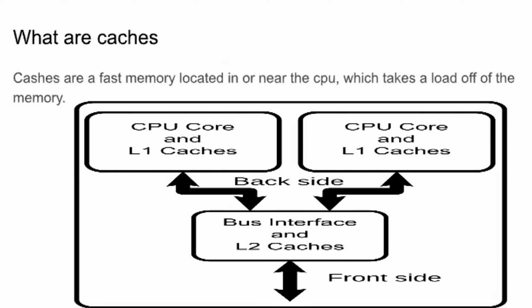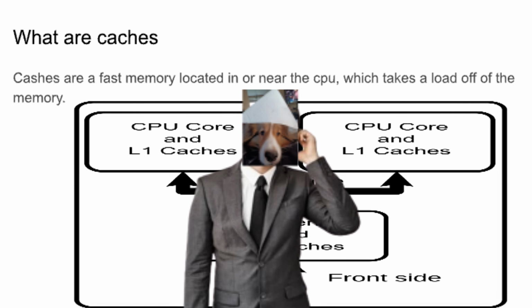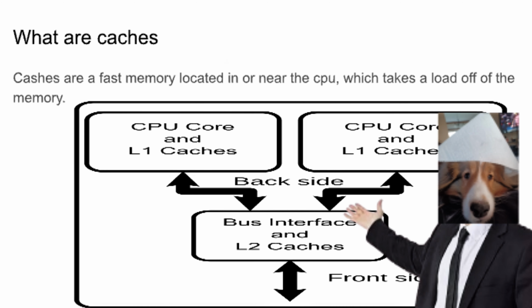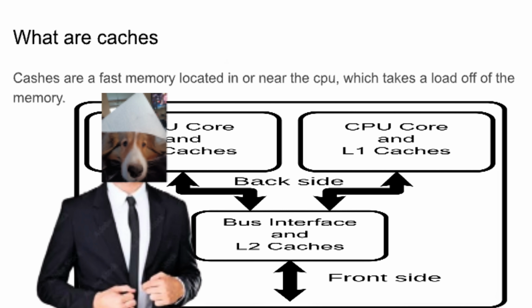What are caches? Caches are a fast memory located in or near the CPU, which takes a load off of the memory.